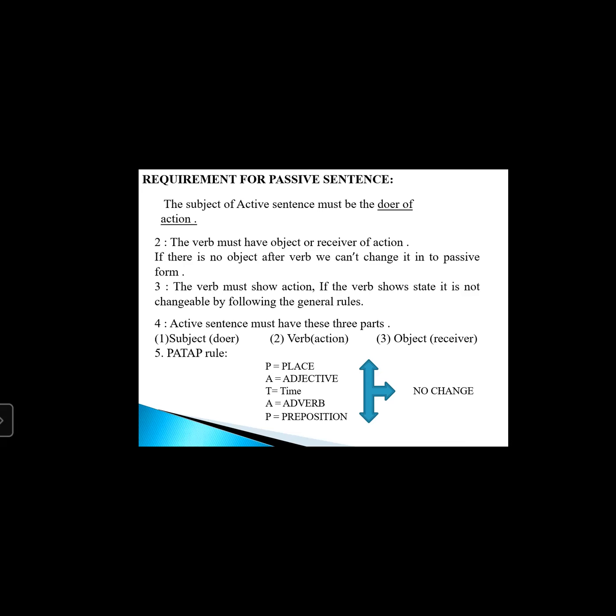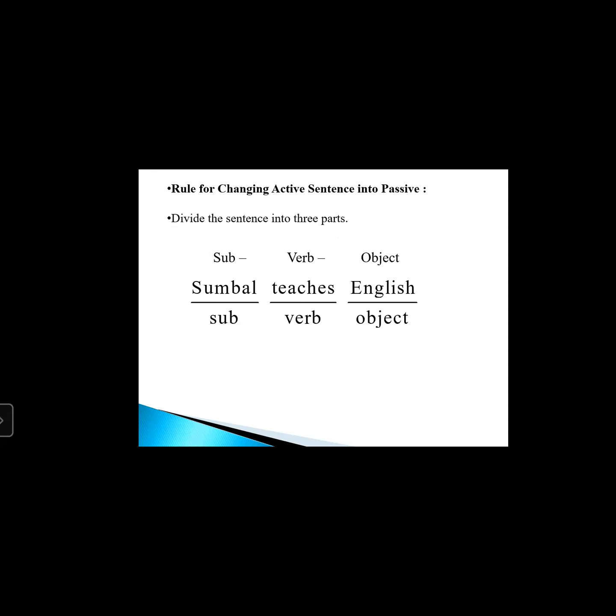An active sentence must have these three parts: subject, verb, and object. And the PATEP rule: if there is place, adjective, time, adverb, or preposition, that sentence cannot be changed into passive voice. Rules for changing an active sentence into passive. Here are the rules. Rule number 1.